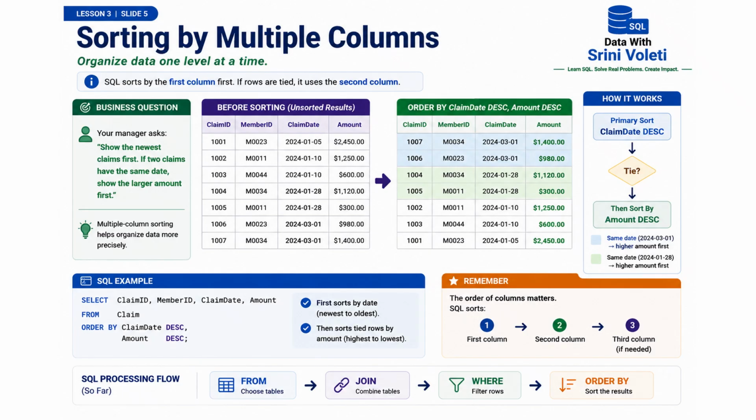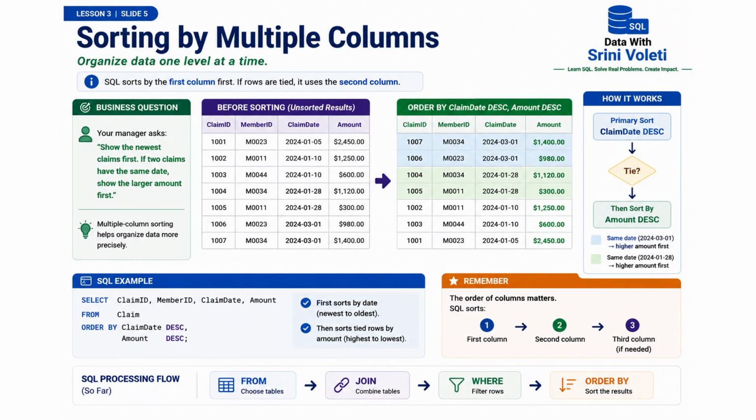Notice the claims dated March 1st, 2024. Because they have the same date, SQL compares their amount. The 1400 claim appears before the 980 claim, creating a logical and meaningful order. This approach allows us to build reports that are organized exactly the way the business needs them. As your SQL skills grow, you will discover that sorting by multiple columns is one of the most common techniques used in dashboards, financial reports, operational reporting, and data analysis.